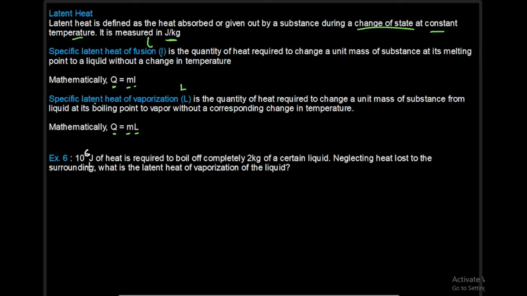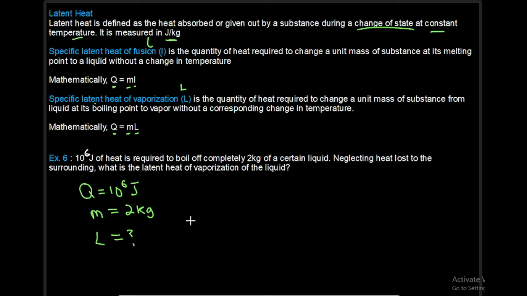Now, looking at this problem here, it says 10 raised to power 6 joules of heat. 10 raised to power 6 is talking about the quantity of heat energy. So we have quantity of heat energy given to us to be 10 raised to power 6 joules, of heat required to boil off completely 2 kilograms of a certain liquid. Mass of liquid is equal to 2 kilograms. He said neglecting heat loss to the surrounding. What is the latent heat of vaporization? Don't forget latent heat of vaporization is uppercase letter L. So we are looking for this.